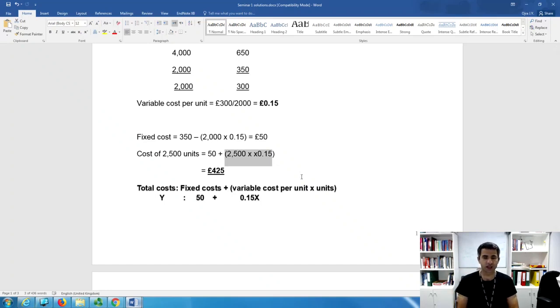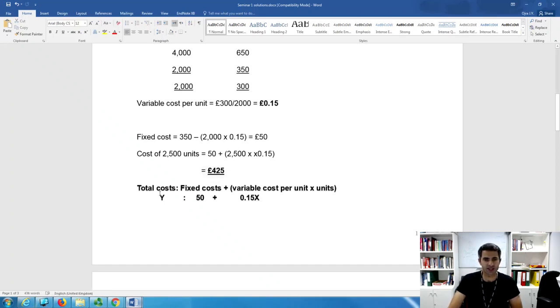It depends how many units we produced, and on top of it you need to add the fixed cost, 50 pound, because we did say 50 pound is 50 pound. It's always 50 pound, regardless, because it's fixed cost, and total fixed cost does not change with the production change. So if you add them together, the total cost for July would be 425 pound.